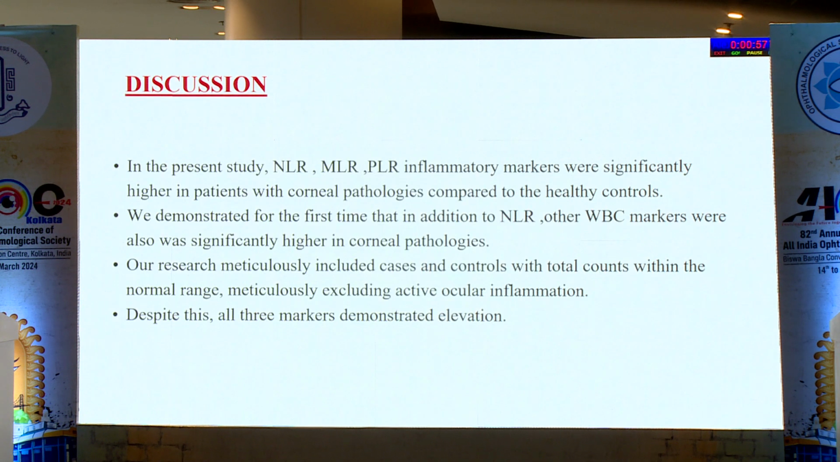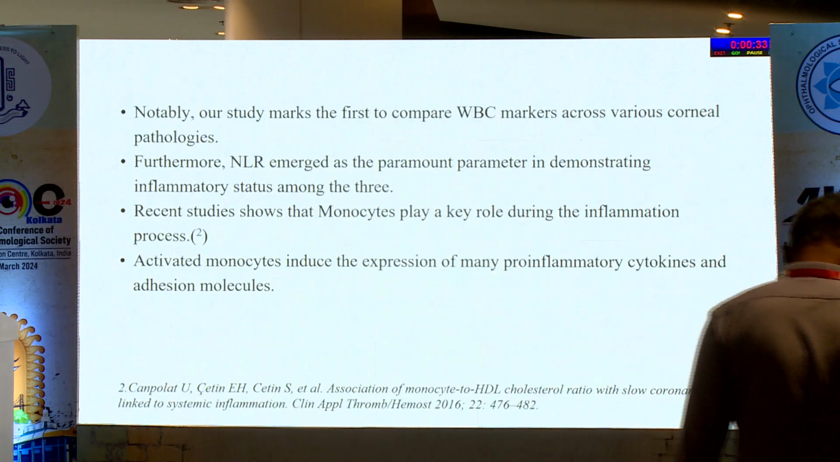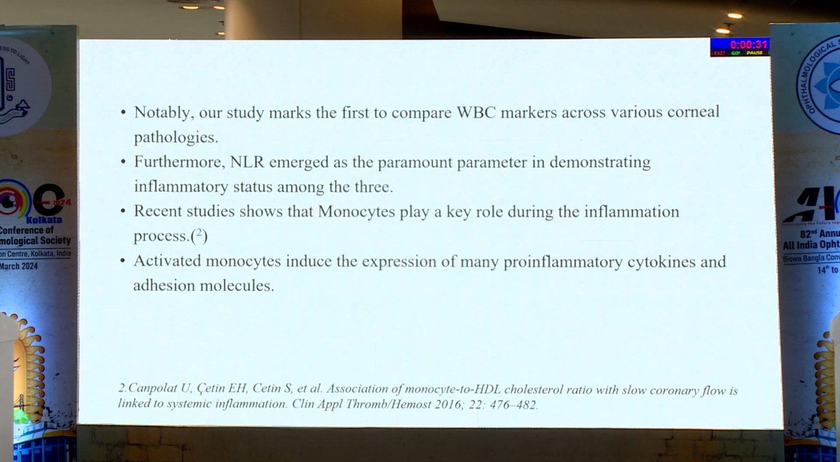Discussion: in the present study, NLR, MLR, PLR inflammatory markers were significantly higher in patients with corneal pathologies compared to healthy controls. We demonstrated for the first time that in addition to NLR, other WBC markers were also significantly higher in corneal pathologies. Our research meticulously included cases and controls with total counts within the normal range, meticulously excluding active ocular inflammation. Despite this, all the three demonstrated elevation. Notably, our study marks the first to compare WBC markers across various corneal pathologies. Furthermore, NLR emerged as the paramount parameter in demonstrating inflammatory status among the three.